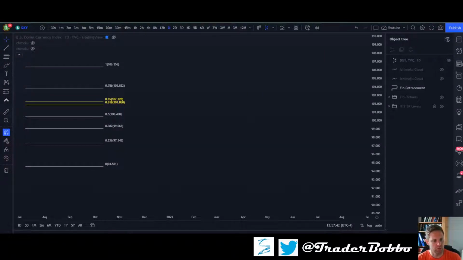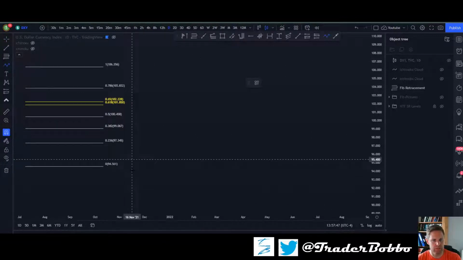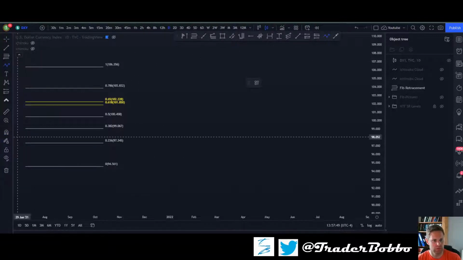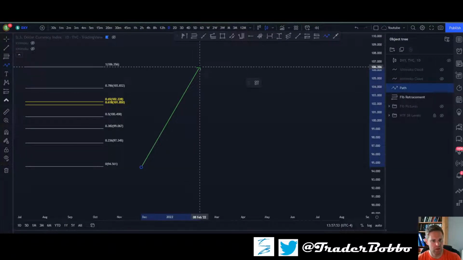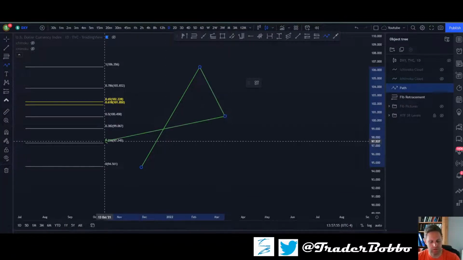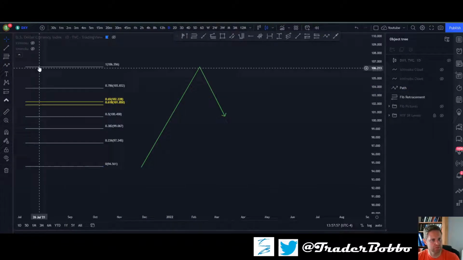So how do you use a retracement? In an uptrend, you go from low to high, and I don't think I've done that. Let's switch this around.